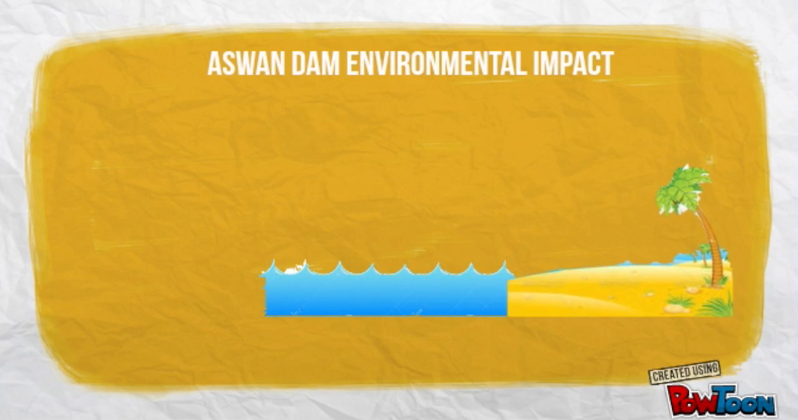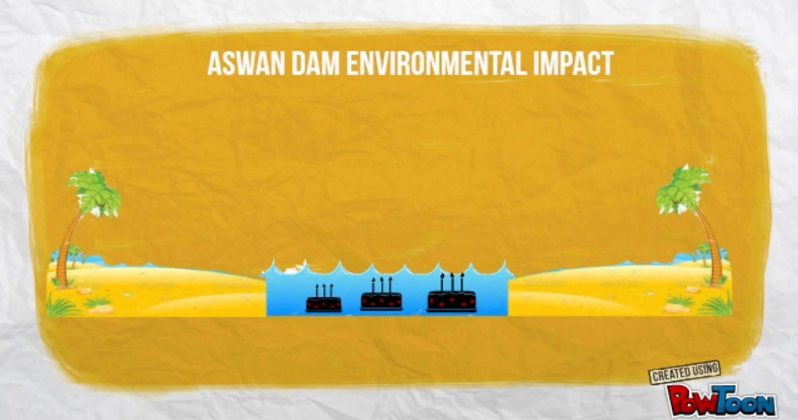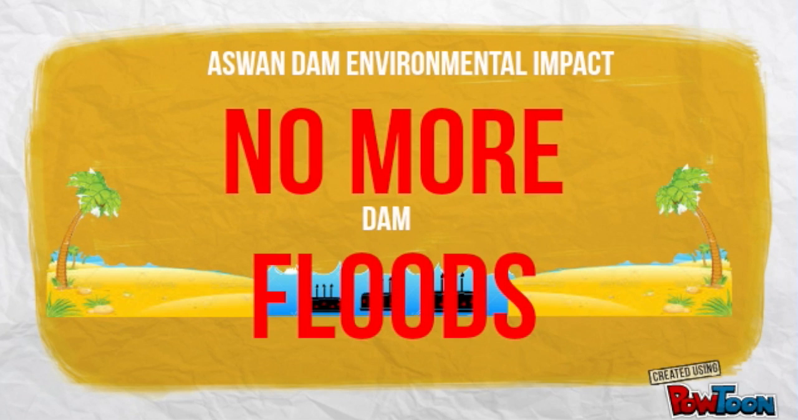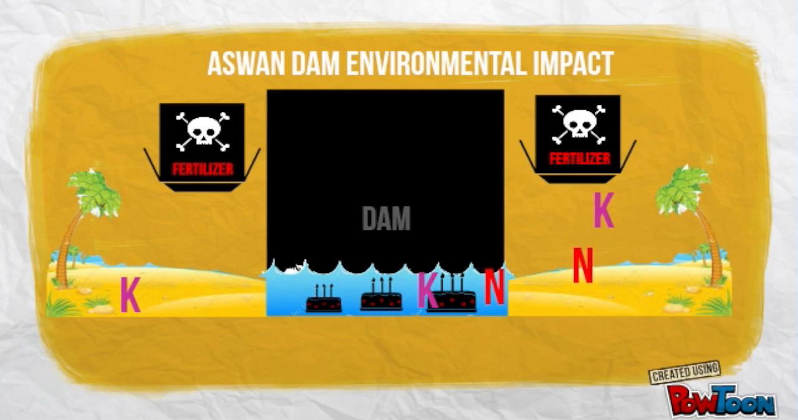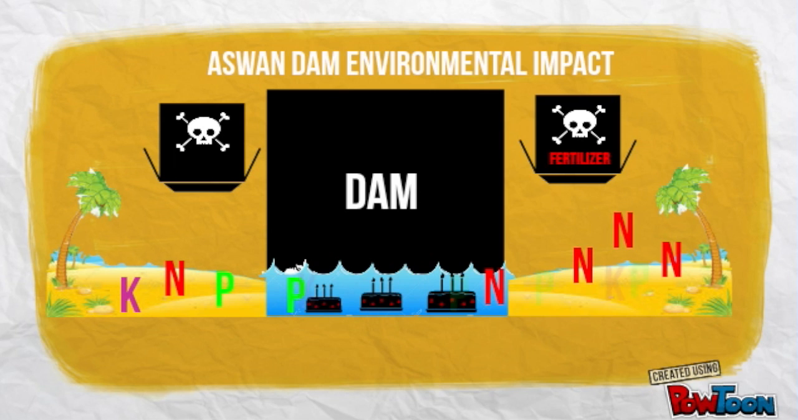Anyways, when the dam was introduced, the Nile no longer flooded. The gradual over-farming of the banks depleted the soil's nutrients, so the farmers on the banks had to rely on heavy use of industrial fertilizer. This fertilizer had an excess of nitrogen, potassium, and phosphorus.